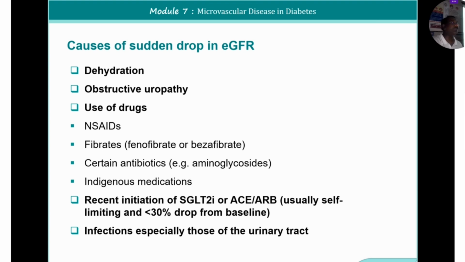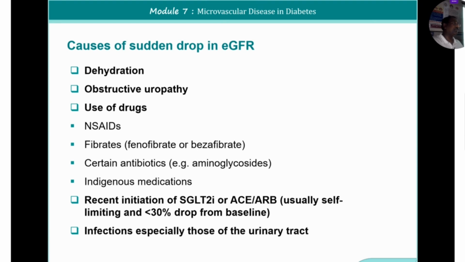Infections, especially those of the urinary tract. See, urinary tract infections are very, very common in our diabetic individuals, especially the females, because of the short urethra. So very good perianal hygiene is very, very important to prevent urinary tract infection. They can be divided into uncomplicated UTI, complicated UTI, uncomplicated lower urinary tract, uncomplicated upper urinary tract, and then pyelonephritis. Sometimes you will have recurrent UTI, relapsed UTI, and reinfection UTI. So these are different.